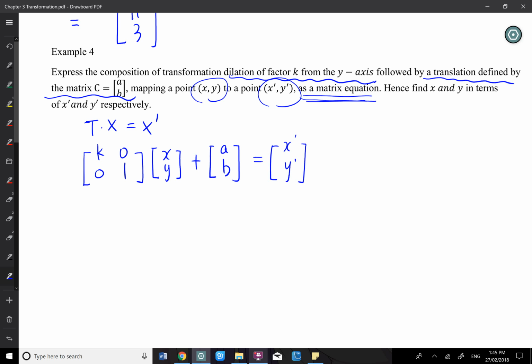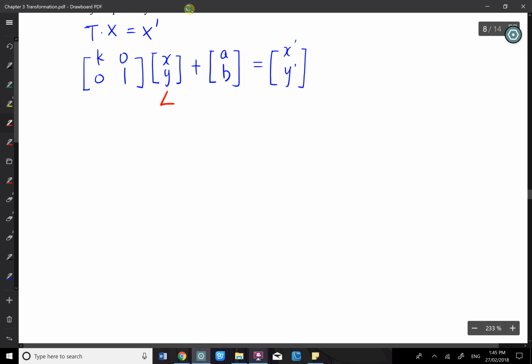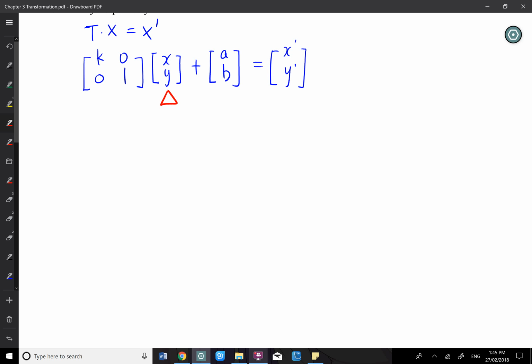And then it says, hence, find the xy in terms of x dash y dash respectively. So I want xy to be the subject. I'll introduce the book way first, and then I'll go through my way of doing this. If you want xy to be the subject, you want to solve for this. For matrix solving, you can minus, you can add, but you can't divide. You can times the inverse, right? That's how we solve it, like when we deal with a linear equation. So let's have a look.